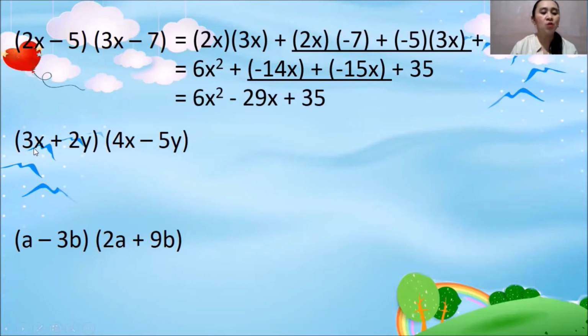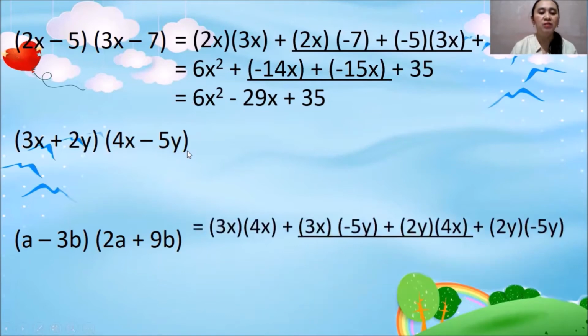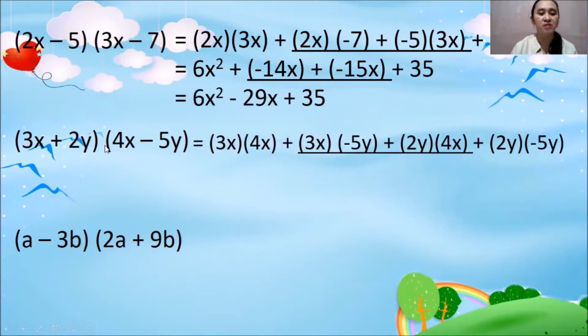Another example, the quantity 3x plus 2y times the quantity 4x minus 5y. Again, multiply the first term of 3x times 4x. Then, multiply the outer term, the first and the fourth term. So, 3x times negative 5y. The inner term, the second and third term, 2y times 4x. And multiply the last term, 2y times negative 5y.